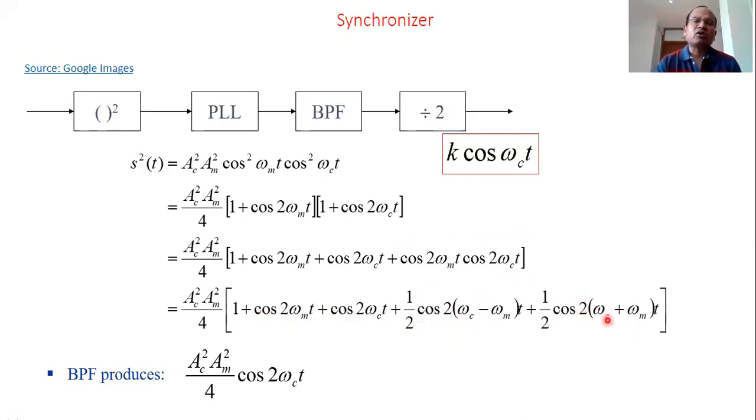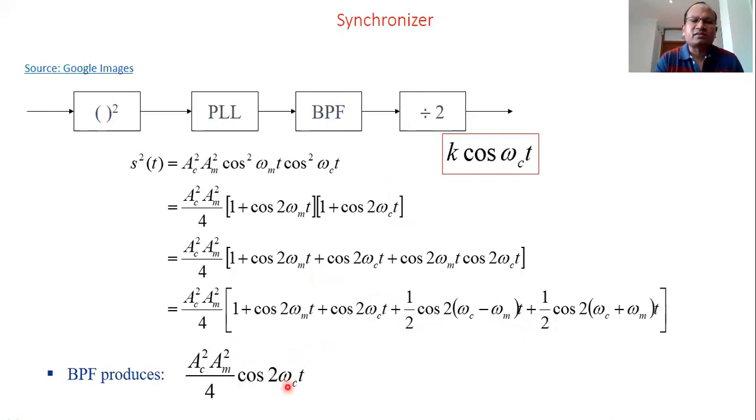So when we pass through the band pass filter, that rejects all the carrier frequency terms, which is double carrier frequency. All these terms will be rejected. But what do we get? We'll get Ac square into Am square divided by 4 multiplied by cos of 2 omega mt. So even if it is cos of 2 omega mt, we can send it to the divider, and then we'll get the correct frequency.